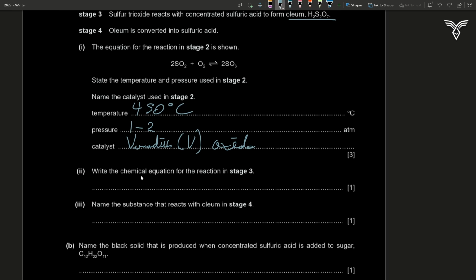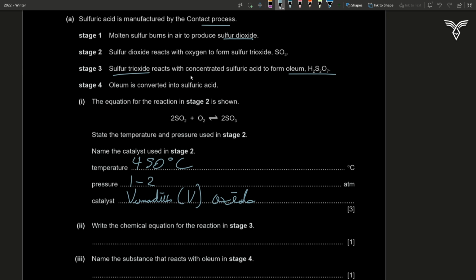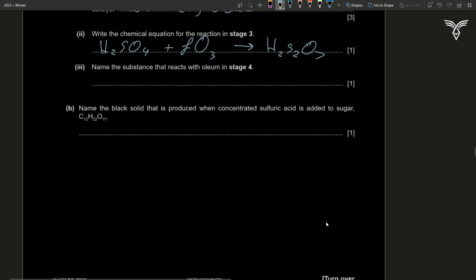طيب part 2. write the chemical equation for the reaction in stage 3. اللي بيحصل in stage 3 sulfur trioxide بيعمل رياكت مع concentrated sulfuric acid ويعمل لك oleum. يعني كده H2SO4 اللي هو sulfuric acid بيعمل رياكت مع sulfur trioxide SO3. يقوم يديك H2S2O7. هل دي محتاجة تتعمل لها بالانس؟ 2 هيدروجينز على الشمال 2 على اليمين، 2 سلفرز على الشمال 2 على اليمين، 7 أكسجينز على الشمال و7 أكسجينز على اليمين. مش محتاج تعمل لها بالانس، خير وبركة.